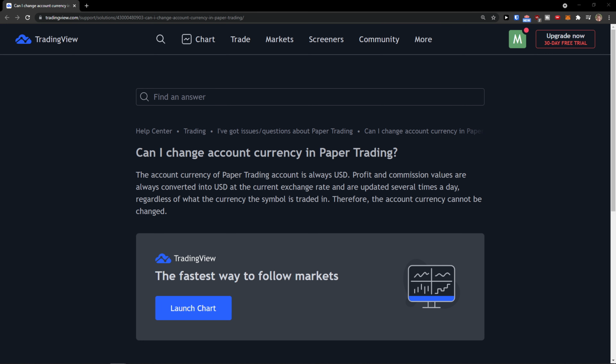Again, if you have any questions, ask me down in the comments. But changing the currency is not possible in Tradingview.